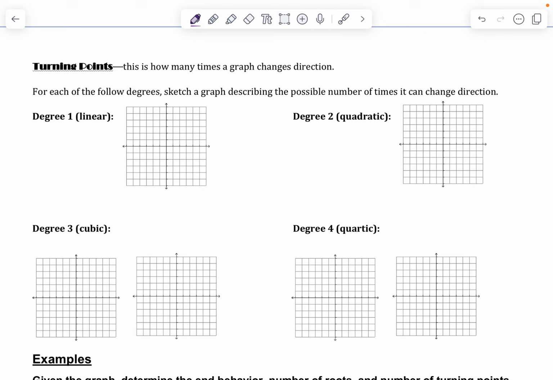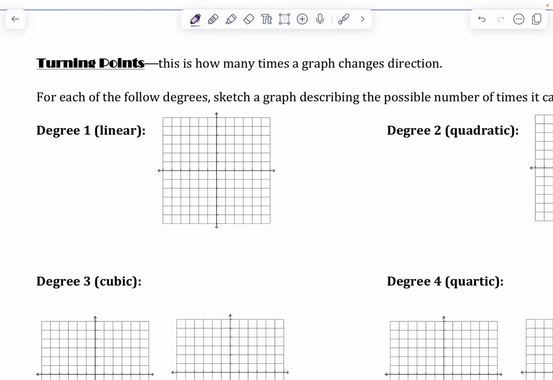Okay, so on this page we are going to look at turning points of our different polynomial graphs. This will be how many times your graph changes direction. So we're going to look at a couple sketches, identify the number of turning points, and then we'll look at the correlation between some of these polynomials and their turning points.